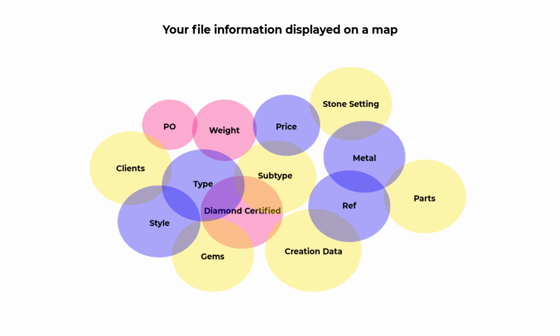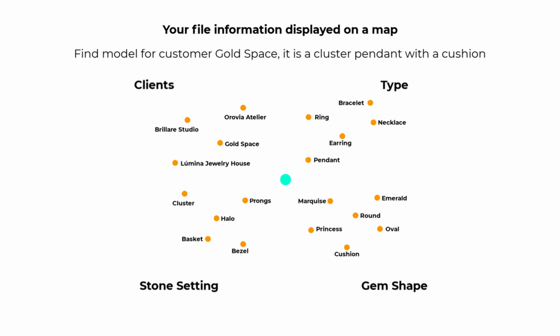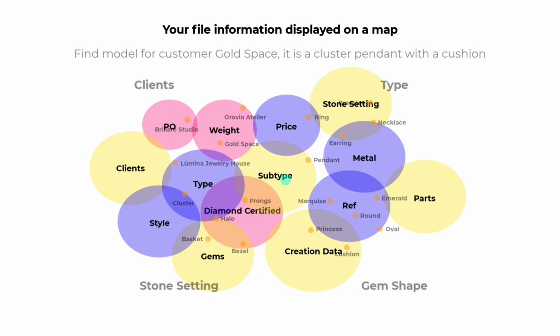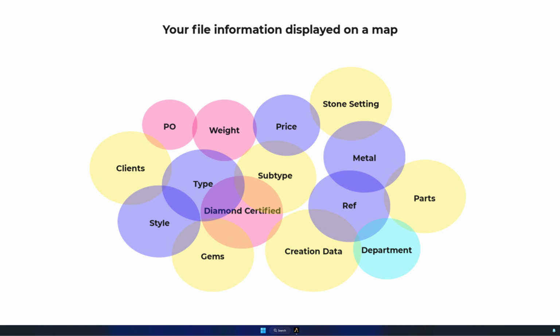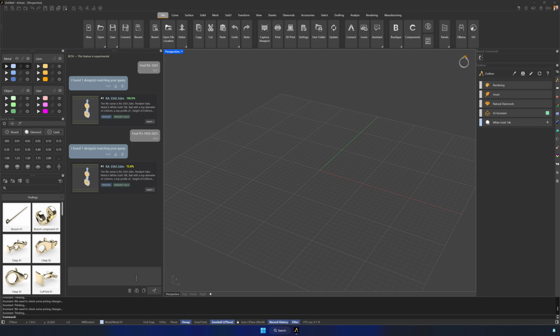RhinoArtisan Assistant learns more than 100 attributes per model, and the most powerful part is that you can combine all of these. To make this easier to understand, let's look at a simple example. Assistant groups information by client, by type, by stone setting, and by gemstone shapes. It does this for every field, including any custom fields you define. If you add new attributes, such as department or any custom property, Assistant automatically learns from them and includes them in the search map.